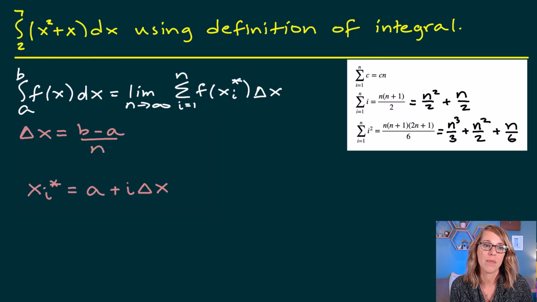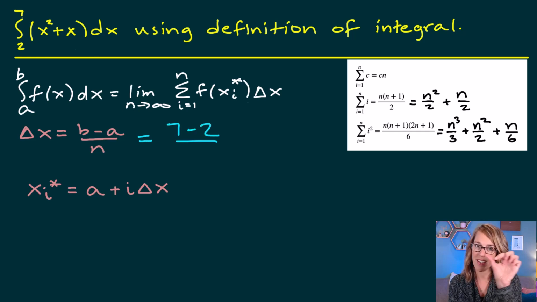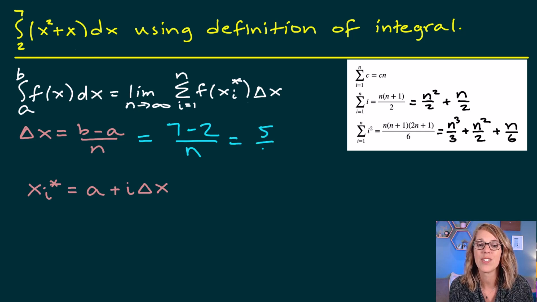I've got the integral from 2 to 7 of x squared plus x. That means that b is equal to 7 and a is equal to 2. So I take that interval width and I divide it into n rectangles. So 7 minus 2 is going to be 5. So delta x is 5 divided by n.